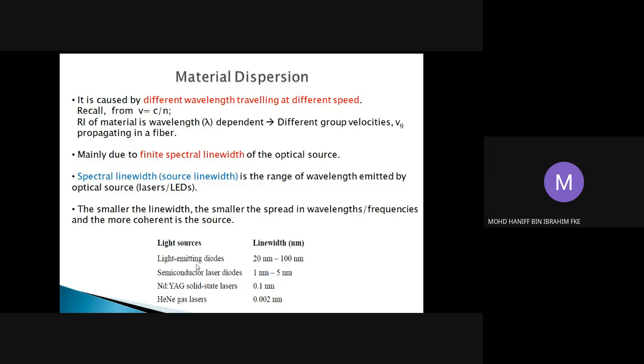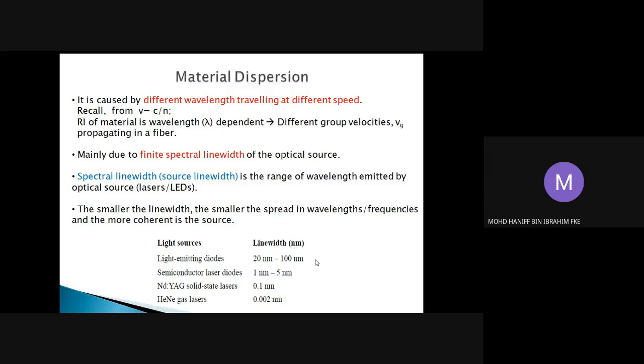Okay, so this is a typical spectral line width for your optical source or light source. We have the LED here. It's about 20 nanometer to 100 nanometer, so it's very big, yeah, the line width. That's why an LED will not be used in long distance applications, yeah, because it will induce a very huge material dispersion. We can see from this value that we have a very huge line width. So a huge line width will cause a severe material dispersion.